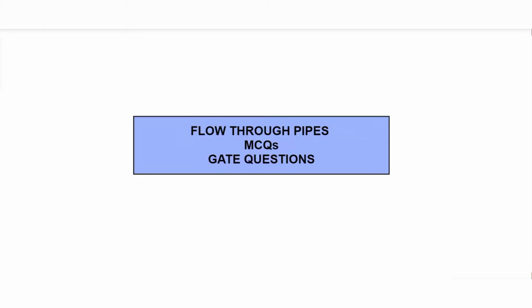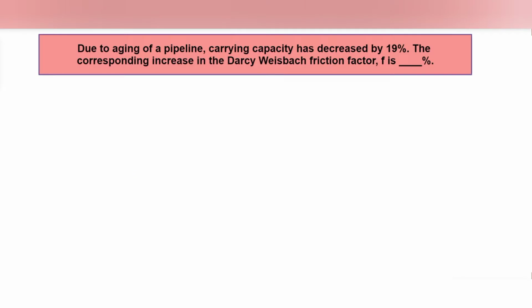Hello. In the previous videos that I have created on flow through pipes, I have covered almost all the topics of this chapter, and in today's video we'll be solving the GATE questions which have been asked in previous year examinations. The first question is, due to aging of a pipeline, carrying capacity has decreased by 19%. The corresponding increase in the Darcy-Weisbach friction factor is dash percent.